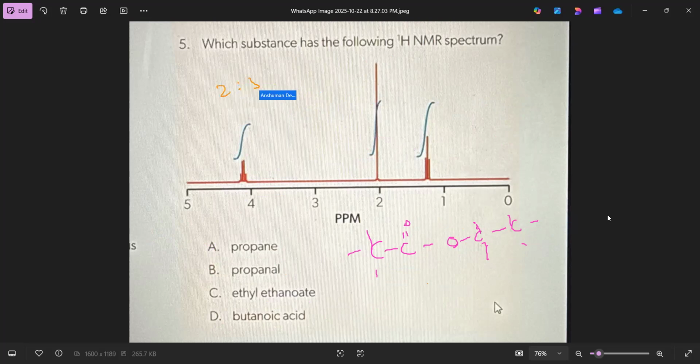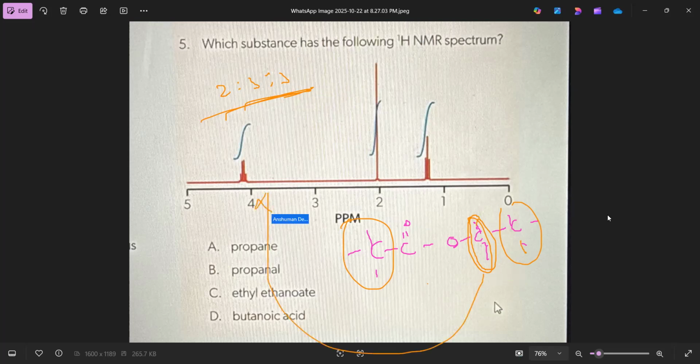The ratio is 2 is to 3 is to 3, yes, it's fine. Now over here, this hydrogen will be coming as a singlet. And where should the chemical shift be? Work out this example and show me, right? Singlet, and it will be coming over here. Is ethyl ethanoate clear to you?